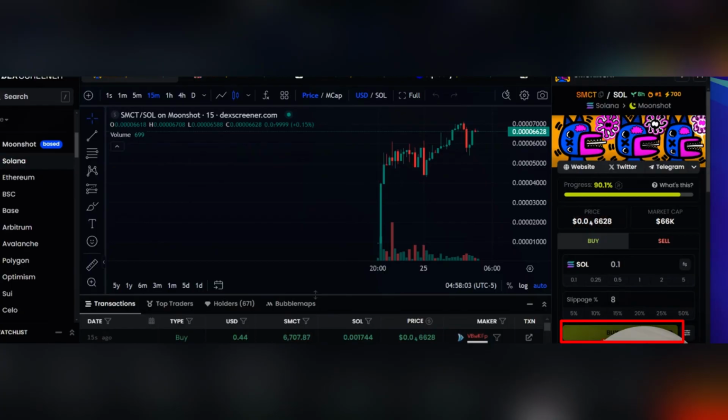Set your slippage tolerance, review the transaction details, and approve it in your connected wallet. Once confirmed, the swap will execute, and your new tokens will appear in your wallet.